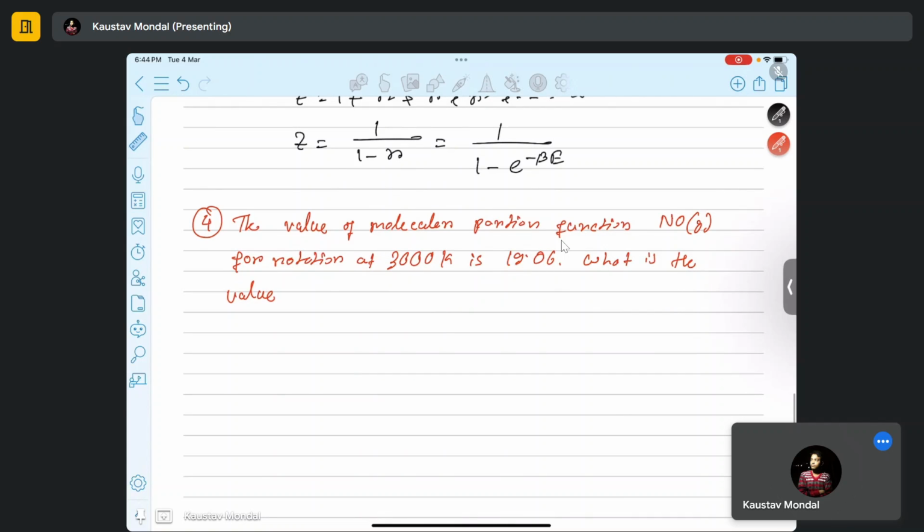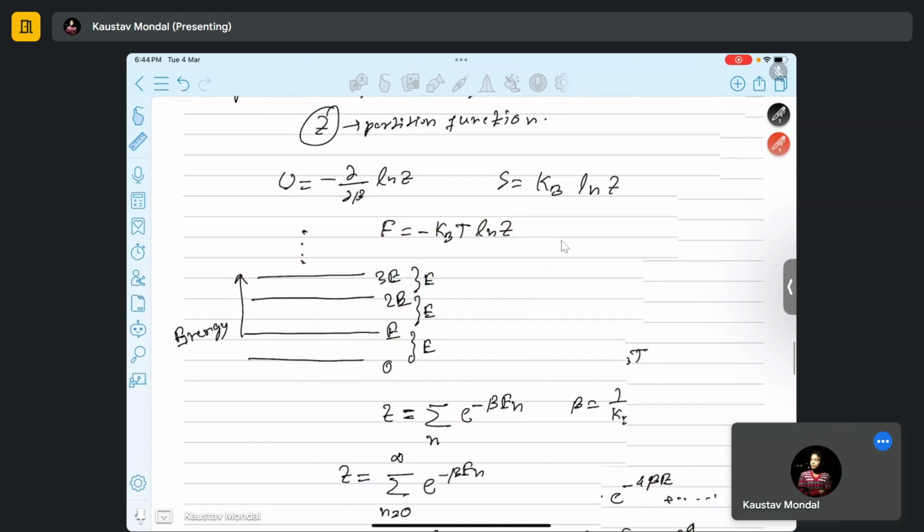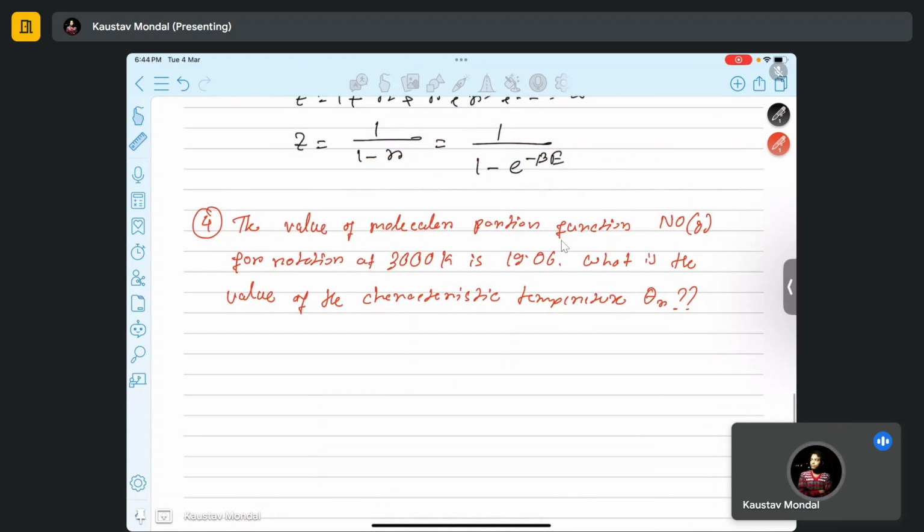Now, to calculate the value of the characteristic temperature theta r, how do you do that?